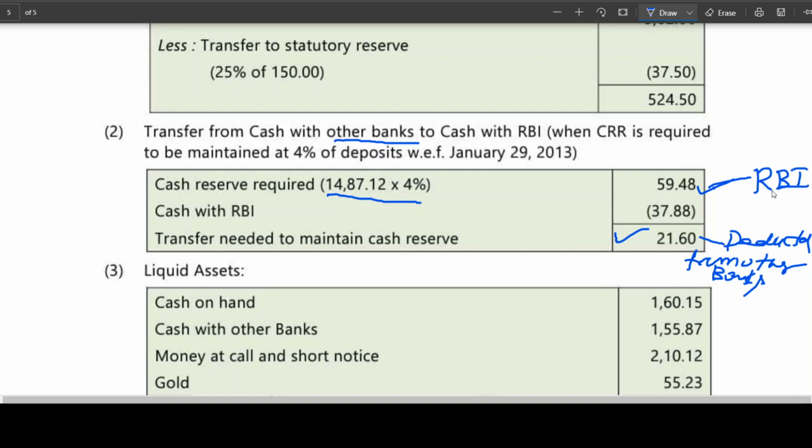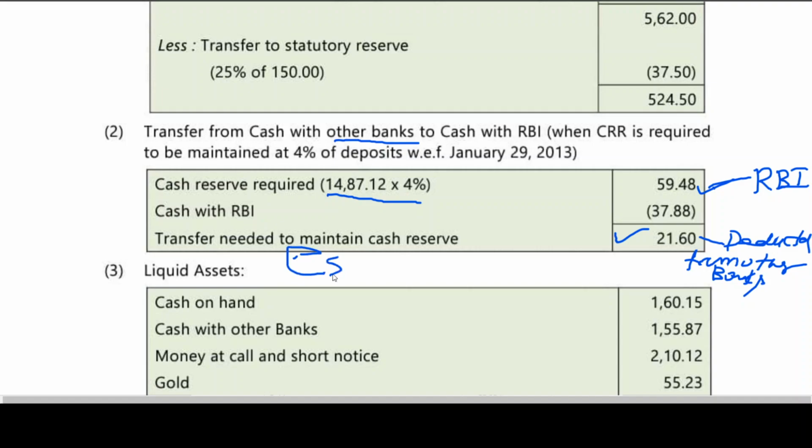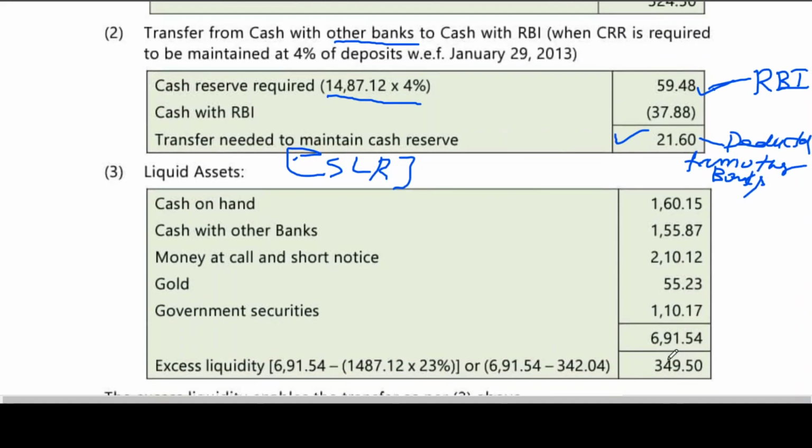Is this clear? Right. Now liquid assets. Why are liquid assets required? To calculate SLR. At present I told you 19%. Cash on hand, liquid assets, cash with other banks, it is given in the page number. I think I got the old material. Maybe one or two pages will change, page number 10.14, maybe here and there. So cash on hand, cash with banks, money at call and short notice, gold and government securities come to 691.54.